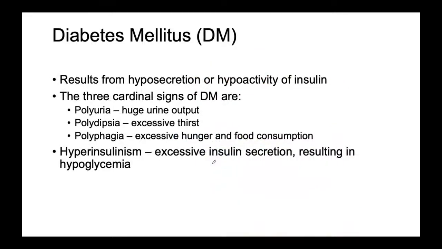We've heard of diabetes mellitus. This is when we have blood sugar that's too high. We're going to get the 3 P's: polyuria, polydipsia, and polyphagia. Polyuria is when the person is urinating to get out the sugar.